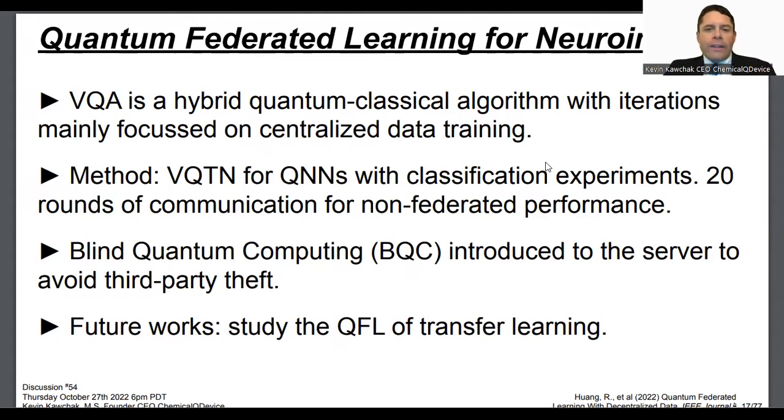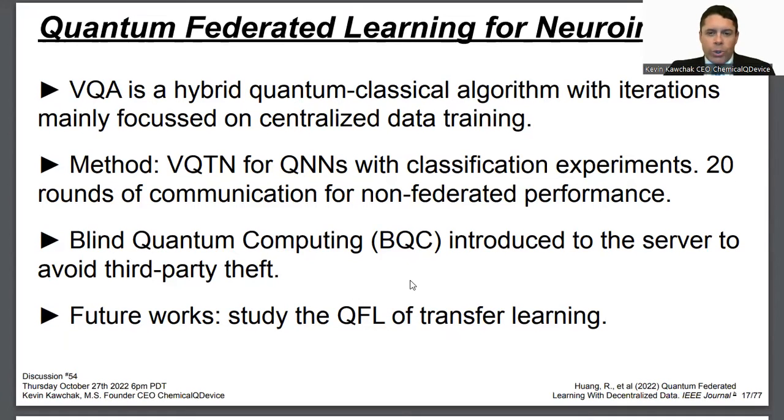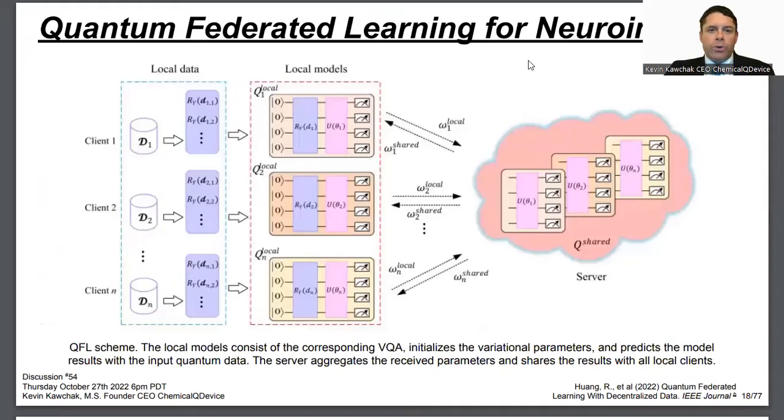And hopefully a lot of these things will see quantum technologies just because they make sense in certain cases. A lot of people think of quantum technologies as just quantum computing, either noisy or not, when in reality there's a wide range of hybridness. In this case, they use blind quantum computing to avoid third-party theft. And they also want to incorporate transfer learning into future studies.